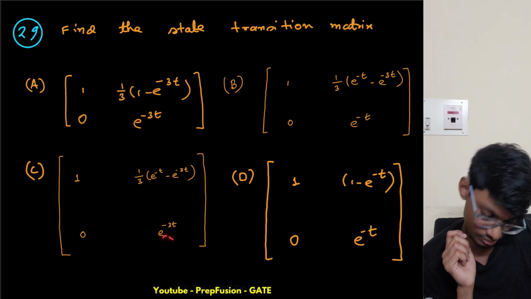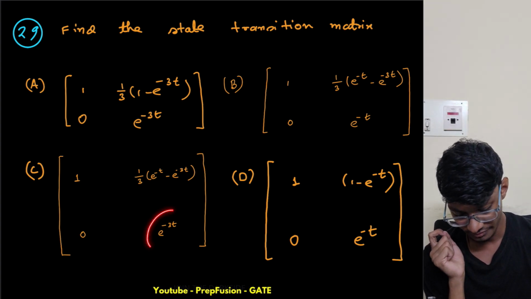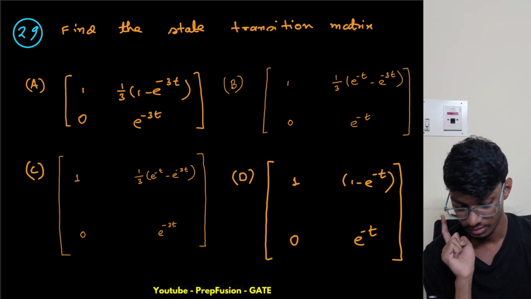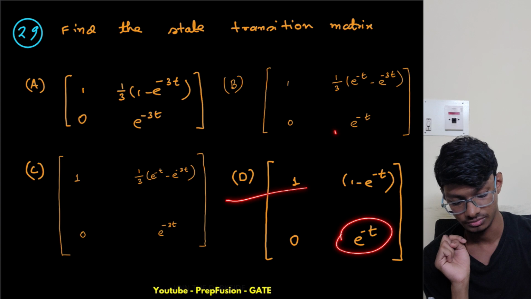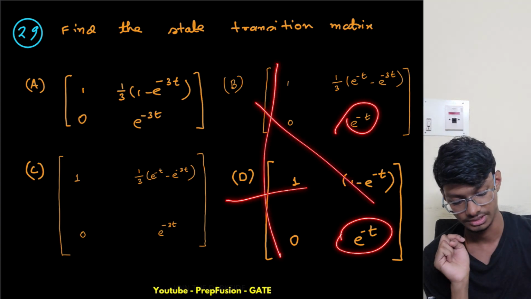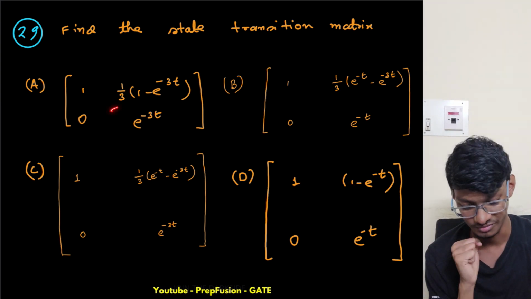And this is right. If I do differentiation of this, this also becomes minus 3t, and this is minus 3. This is also e raised to minus 3t, minus 3. This is rejected. Now I am left with these two. So now I have no other option, I have to solve this one only.